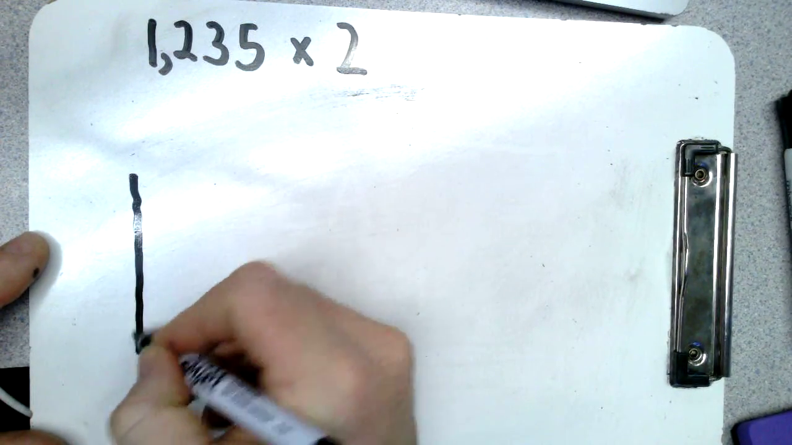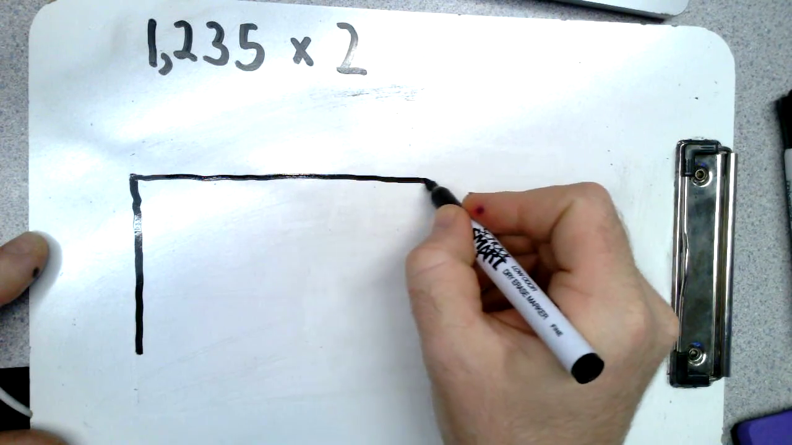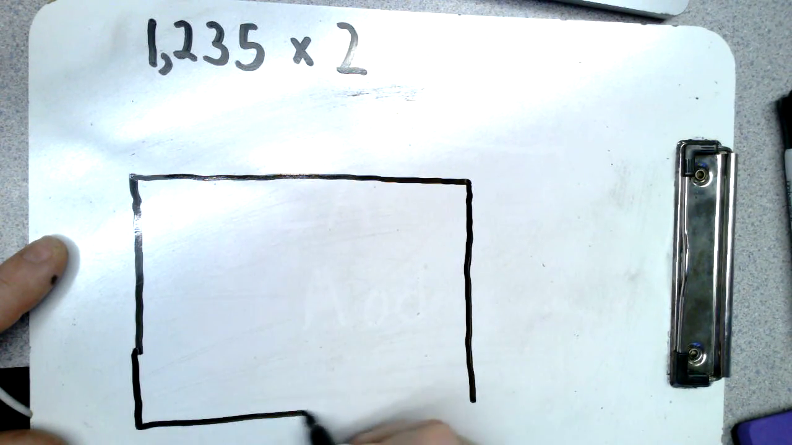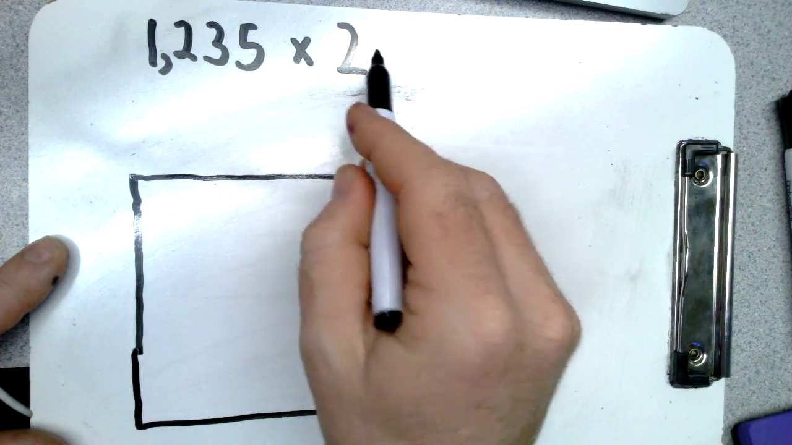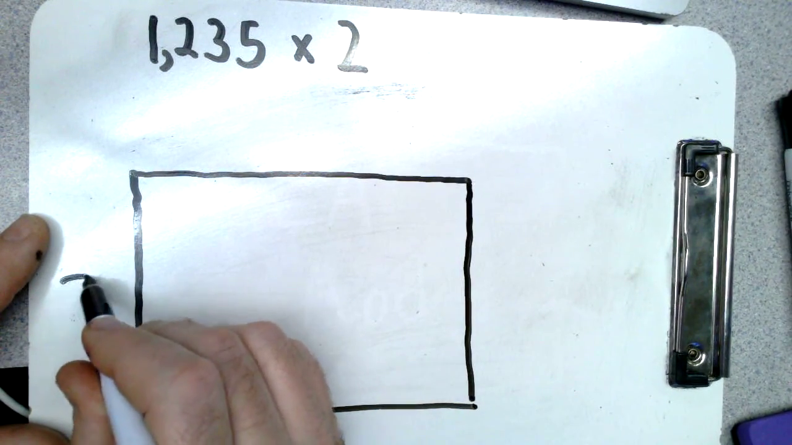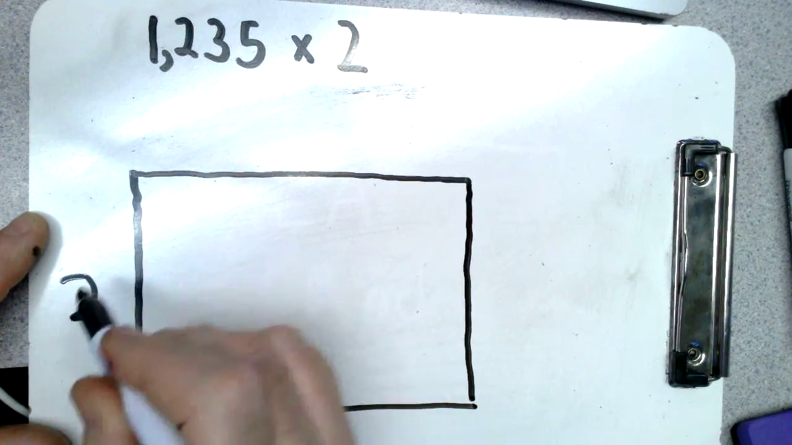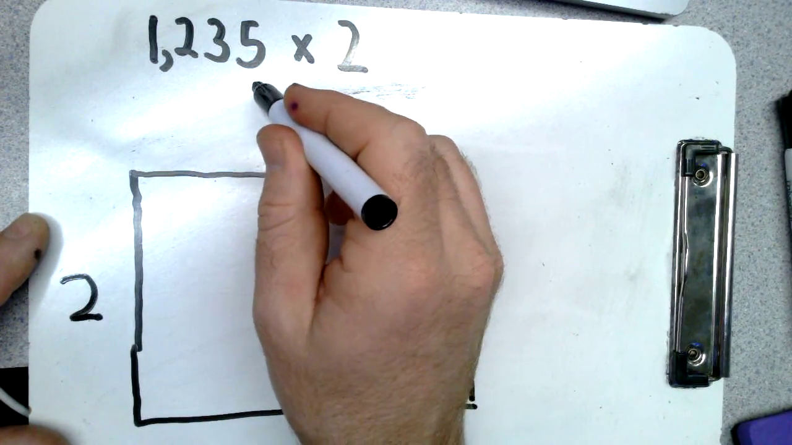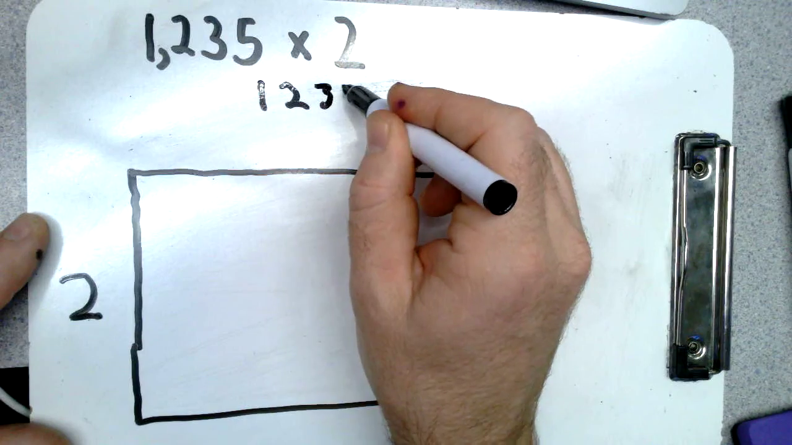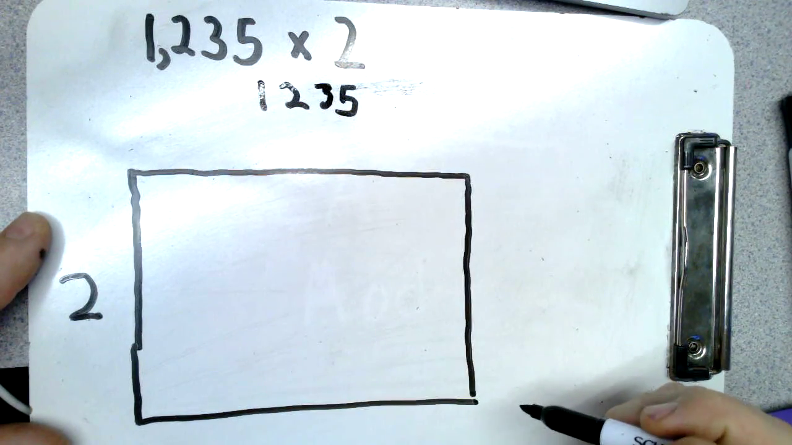Now, I'm going to draw a rectangle, and it's not going to be what's called to scale. And what I mean by that is it's not going to be this long by this wide. But I'm going to choose my shorter side, and I'm going to put the number 2. This is going to be my width. And I'm going to do my length is going to be 1,235. Now I'm going to actually break this number up.